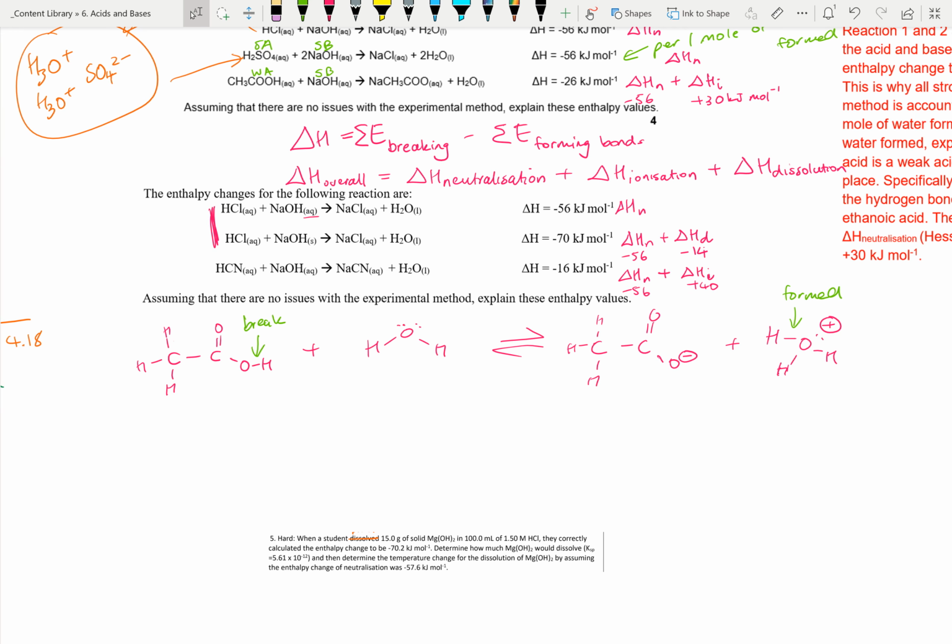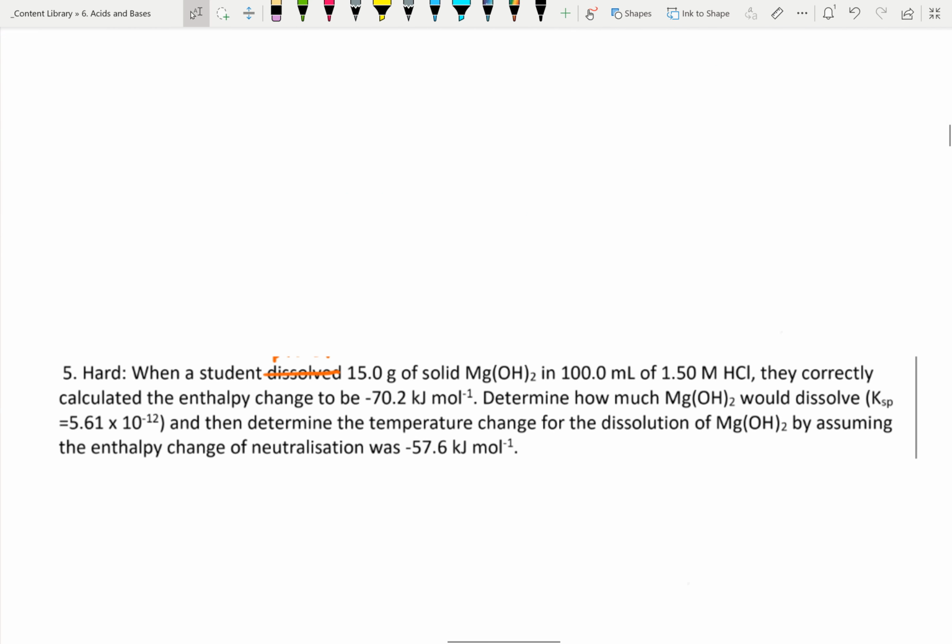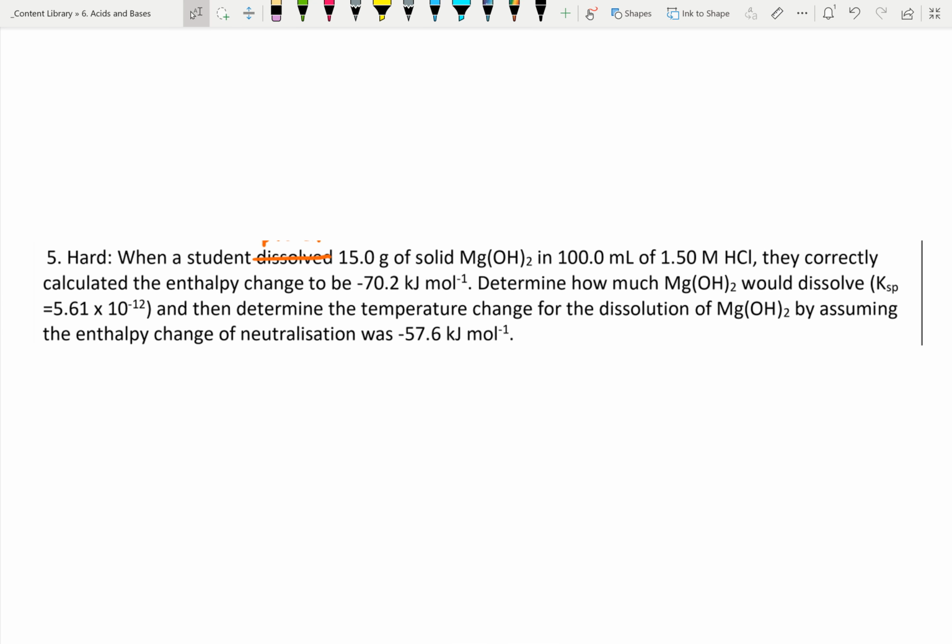Cool. Might pause there, but actually before I go into the really hard question. Right, by the way, this is a really hard question. This is really hard because there are a lot of assumptions that need to be made, and it uses a Ksp value, which you can actually get around if you're smart enough to use an assumption. But anyway, that should say placed. So it's been cut off there. So when a student placed 15 grams, and the hint to that is not all of the 15 grams of magnesium hydroxide dissolve. Reason is there is a Ksp associated with it on your data sheet. Okay.